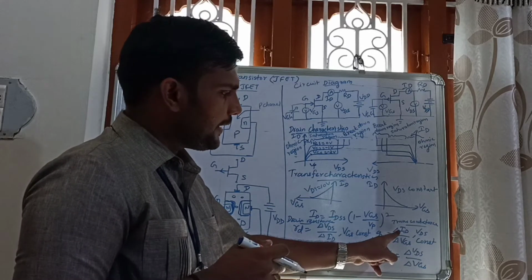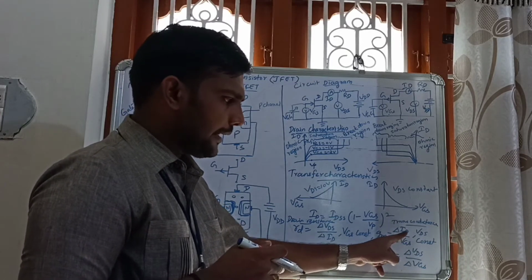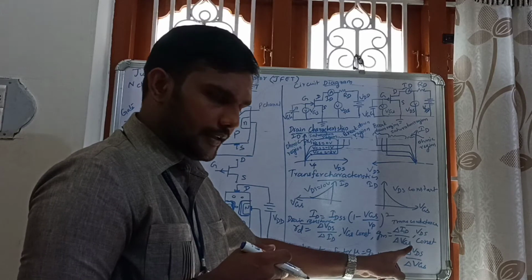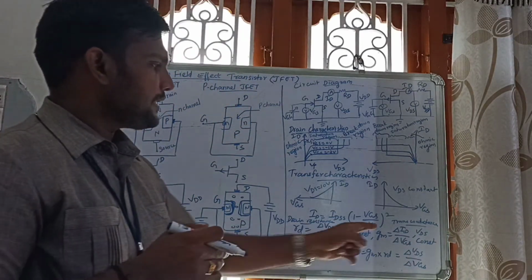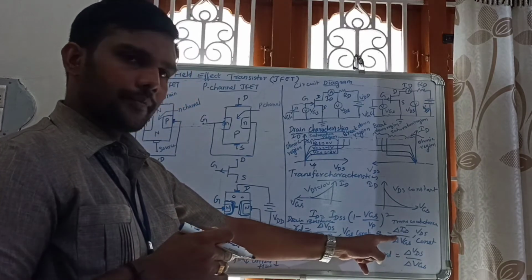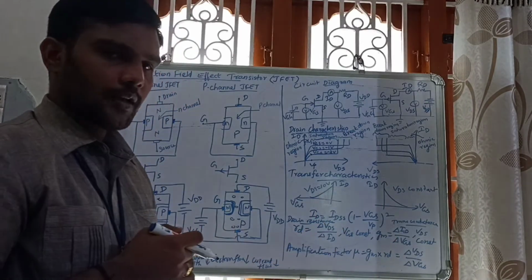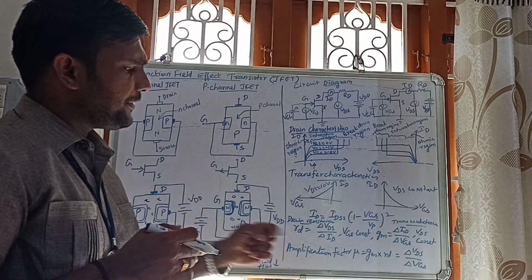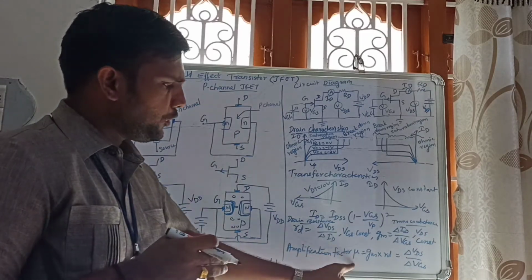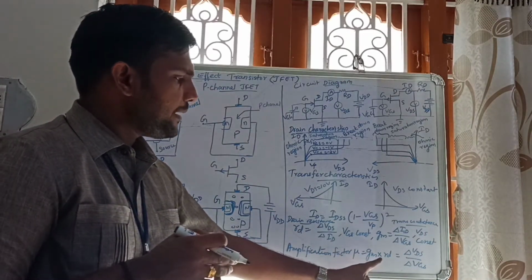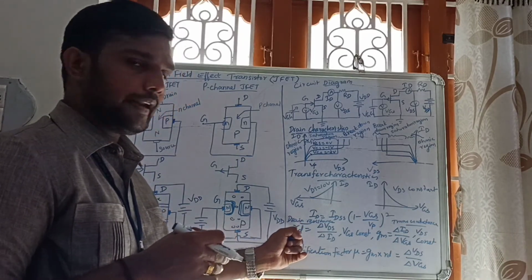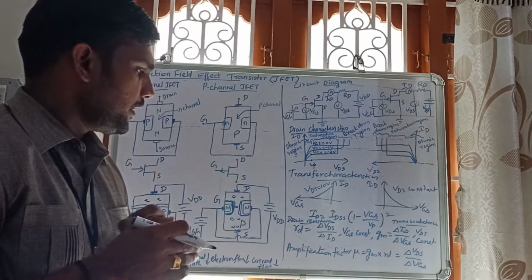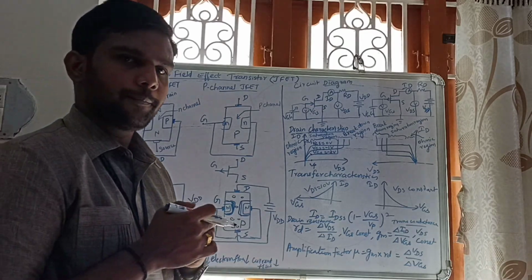Then transconductance is denoted by GM. It is the ratio between change in drain current to change in gate to source voltage, VDS constant, which is measured from the transfer characteristics. Next one is amplification factor. It is denoted by mu, which is equal to GM into RD. If you multiply drain resistance and transconductance, we will get the amplification factor.